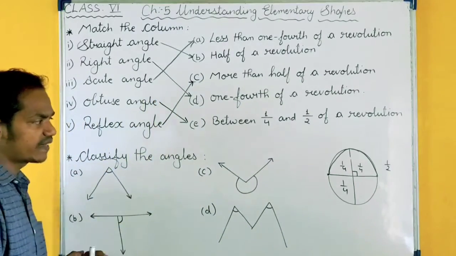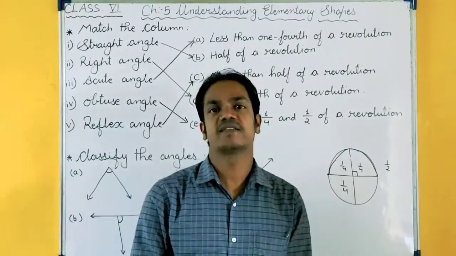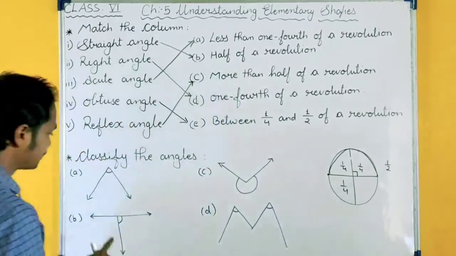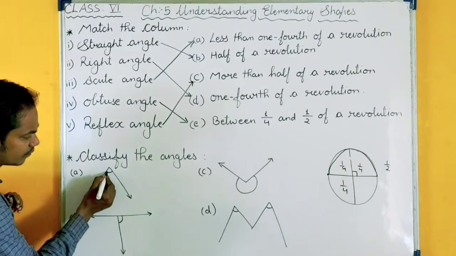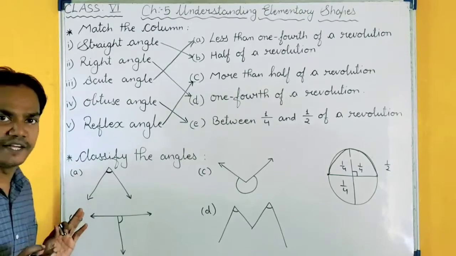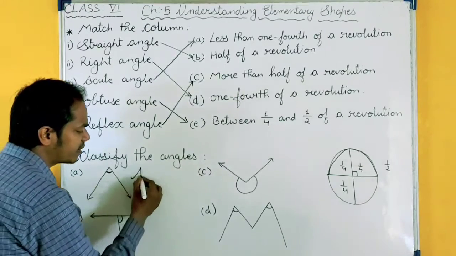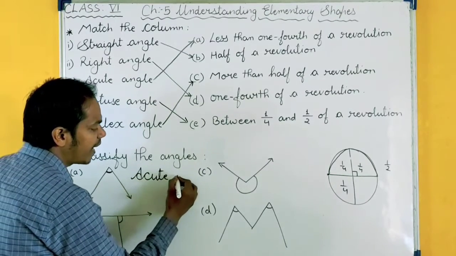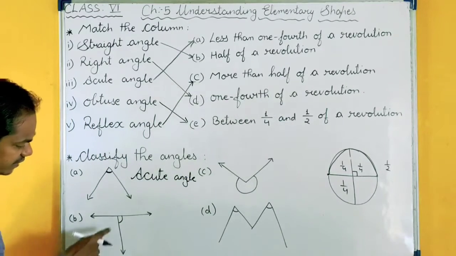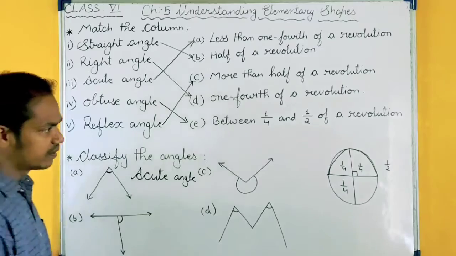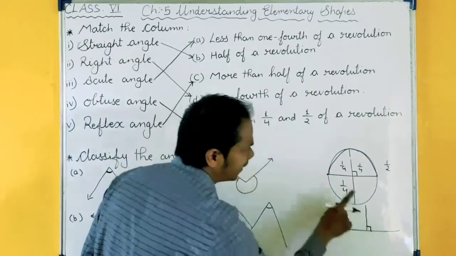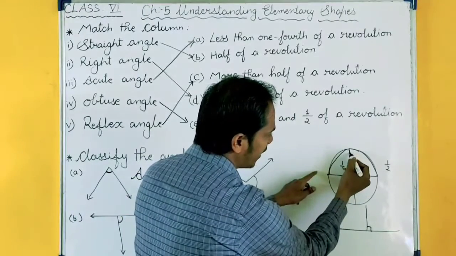Now classify the angles. After observing these figures, you have to give the name of which type of angle it is. First, when you observe, you can easily find that this angle is less than 90 degree. Less than 90 degree means acute angle. See, this is a straight line. Which type of angle is this? 90 degree.